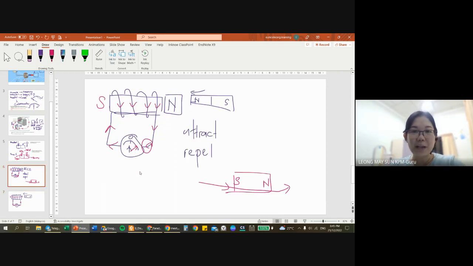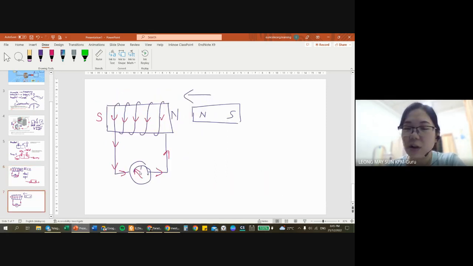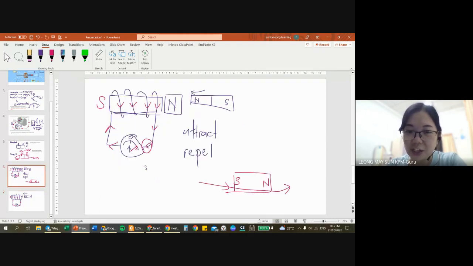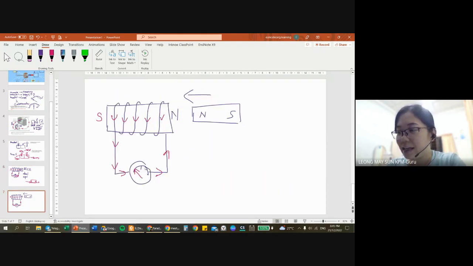Both pictures, north is coming in. Both of it, the solenoid creates a north pole on the right hand side. But what's the difference that causes the solenoid to initially deflect towards the right and now it deflected towards the left?